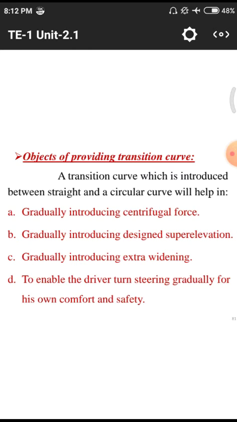Next one is the designed super elevation. Super elevation means rising of the outer edge with respect to the inner edge, that is, the inner surface or inner radius of the curve. Third one is the extra widening, which is for side distance and other purposes. Next one is driver safety, so that he can move comfortably by rotating his steering or any other control of the vehicle.